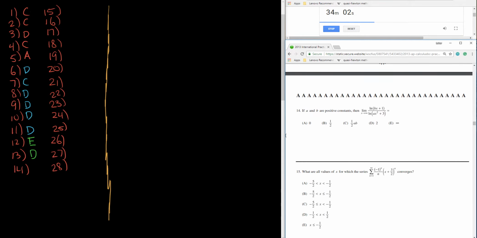If A and B are positive constants, then this limit equals what? Okay, that's nice. So this is definitely going to be one of those natural log simplification problems. So the limit as x approaches infinity of the natural log of bx plus 1 over the natural log of ax squared plus 3. As x approaches infinity, the 1 and the 3 become irrelevant. So this turns into the natural log of bx divided by the natural log of ax squared, which is the natural log of bx divided by 2 natural log of ax.